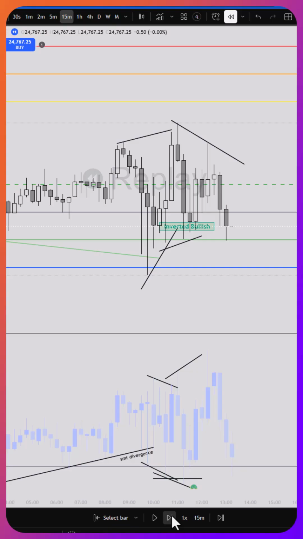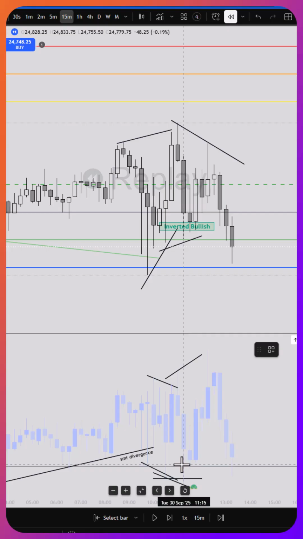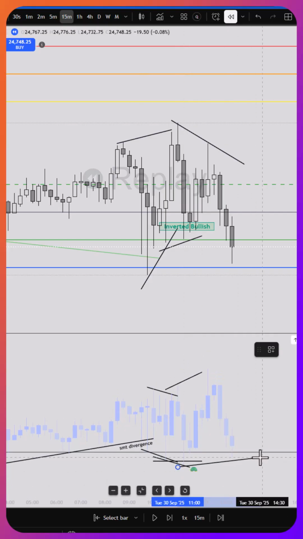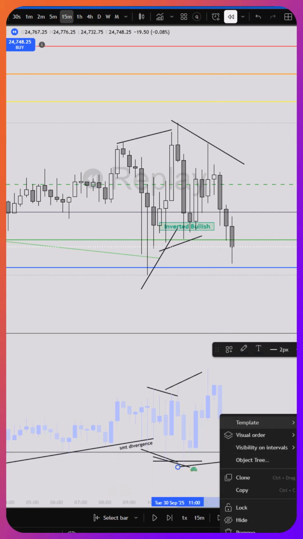Not really seeing much SMT right now. A little bit. So these lows versus this low. This isn't daily cycle, but you do see some asymmetrical price action, right? So you have some SMT divergence, probably just a regular one.